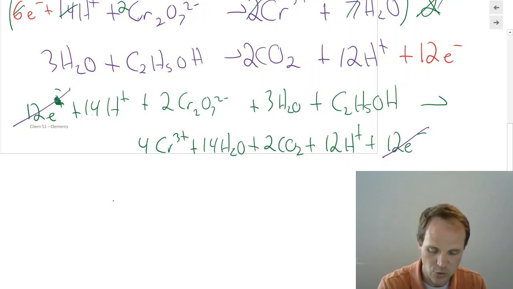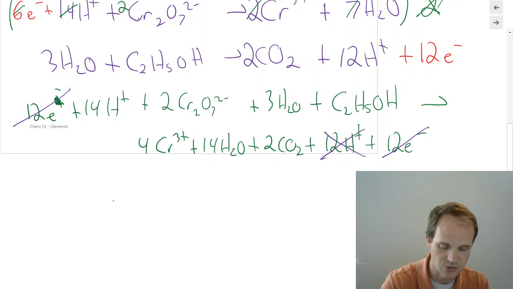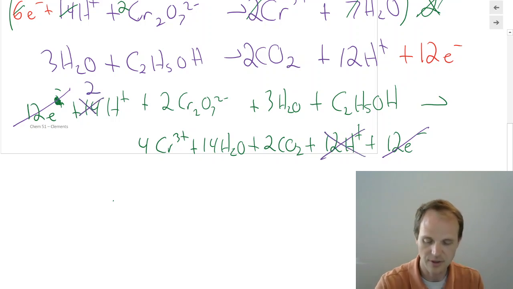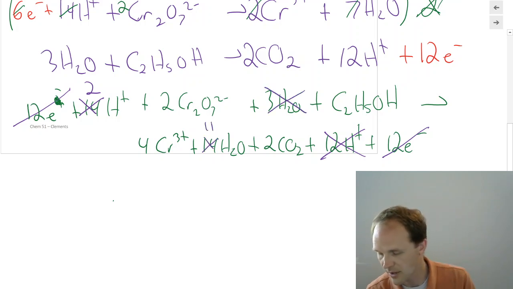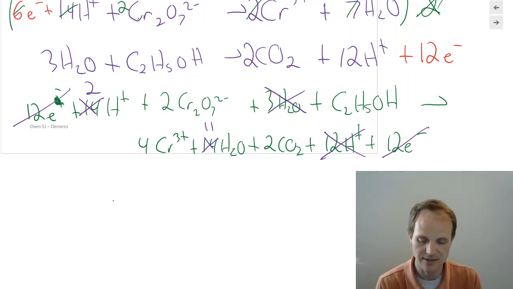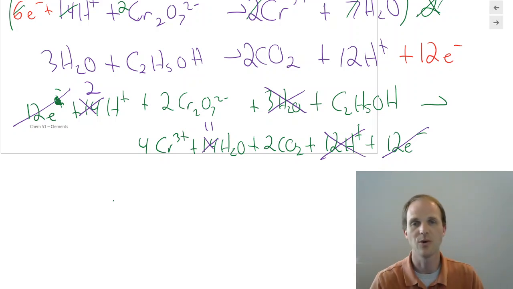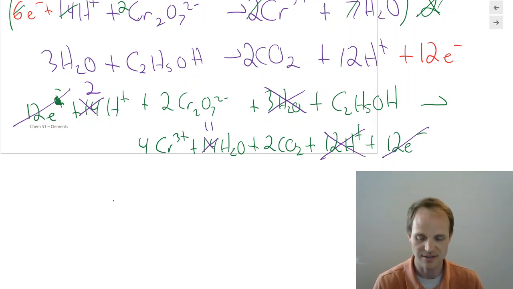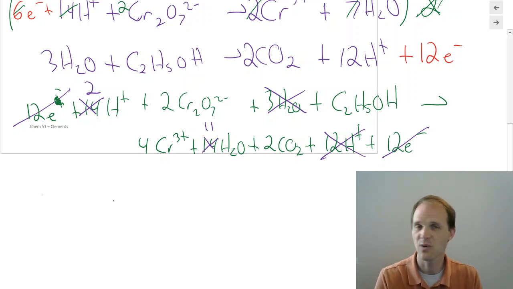Okay, I've got 14 hydrogens on the left and 12 hydrogens on the right. So if I subtract 12 from either side, I end up with 2 hydrogens left over there. I've got 3 waters on the left and 14 waters on the right. If I subtract 3 from both sides, I end up with 11 waters over there. And that's all that's going to cancel. Nothing else is going to cancel. Then I summarize all of this in the final one where I'm now paying attention to phases and all those other things. It doesn't really matter to me what order you write things in.